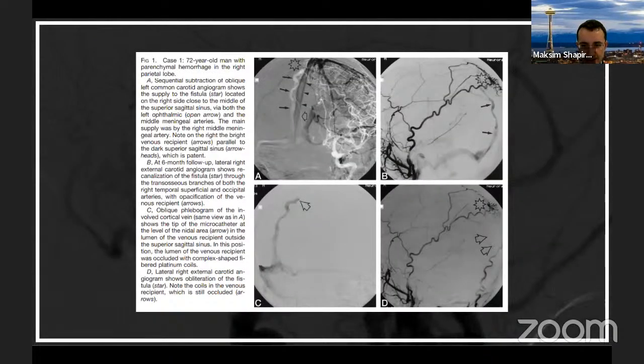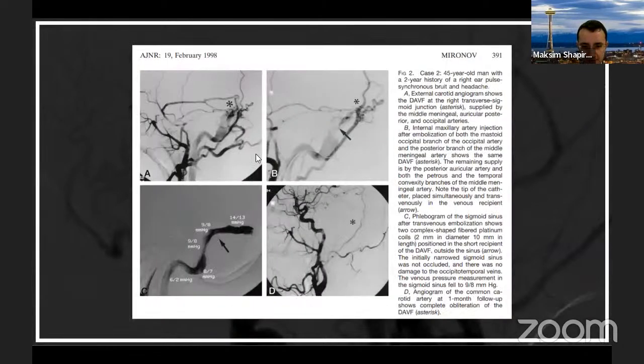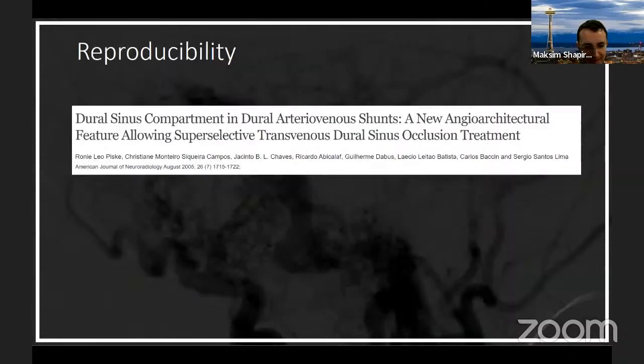He had a couple of cases where he noticed that somehow there's some sort of channel that runs next to the sinus that seems to be the recipient of a lot of these arterial arcades that feed the fistulas. And if you can get into that channel and close it, like he does here with this microcatheter injection, then you can spare the sinus and kill the fistula. So you have your cake and eat it too. That's basically the idea.